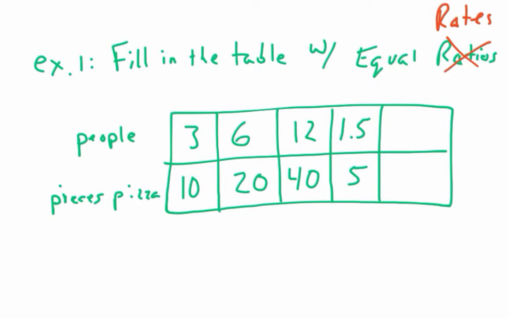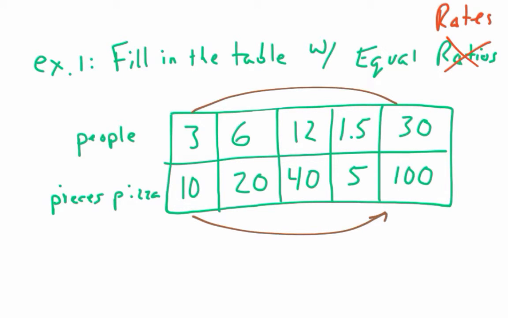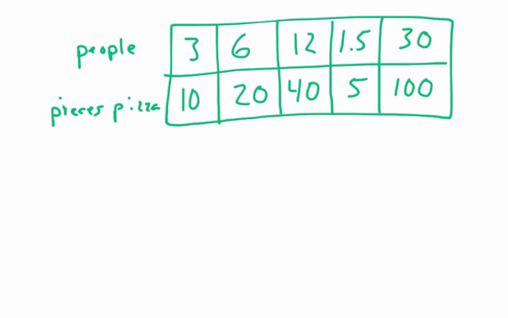The very last one: if you were to buy 100 pieces of pizza, it would feed 30 people. You could use any of them to find that, as long as they're all true. 20 times 5 gives me 100, so 6 times 5 gives me 30. Or 5 times 20 gives me 100, so 1.5 times 20 gives me 30. Or 10 times 10, so 3 times 10. Okay, that's review. That's the skill you'll have for this quiz that's coming up.